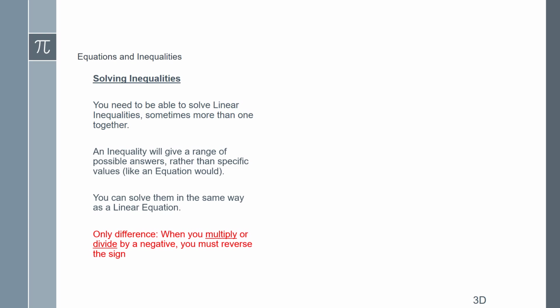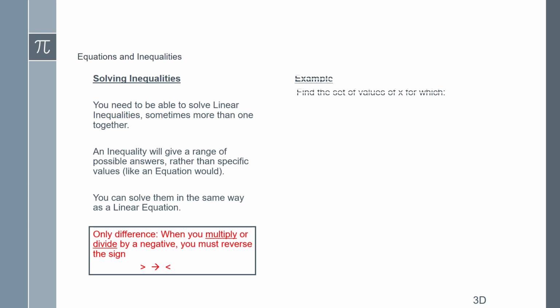The only difference, and this is the key difference, is when you multiply or divide by a negative, you must reverse the sign in an inequality. So bigger than becomes less than, and less than becomes bigger than.